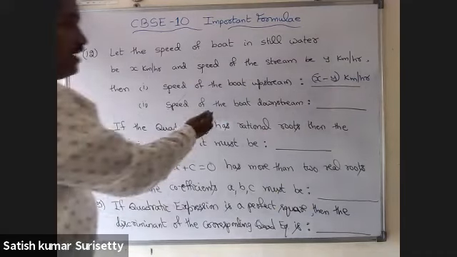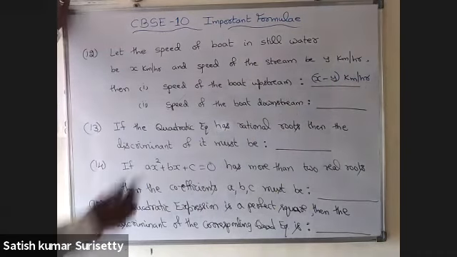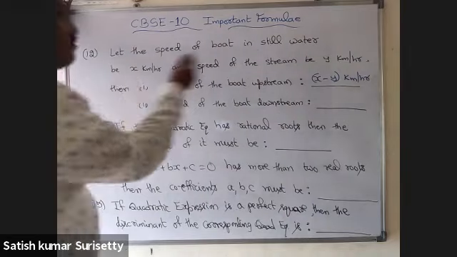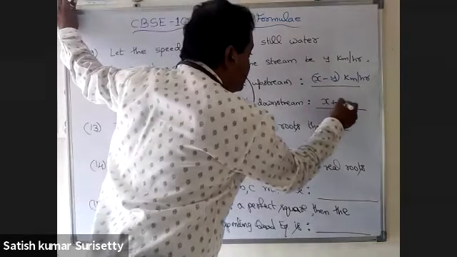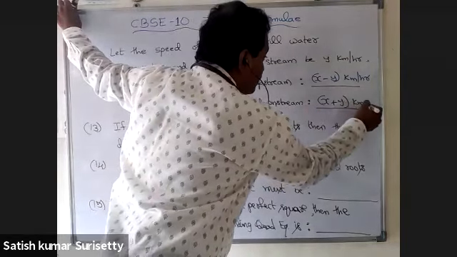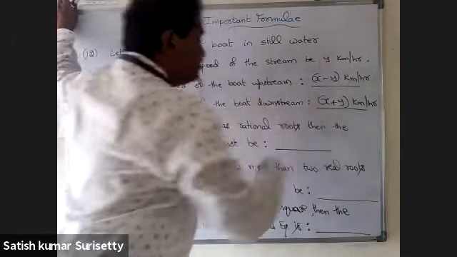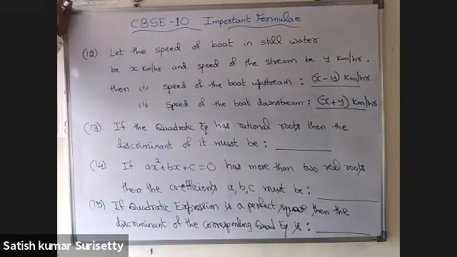Whereas in the downstream, it will move fast, so the speed will increase. The speed will now become x plus y kilometer per hour. Most of the students make a mistake in this, so you have to be very careful.